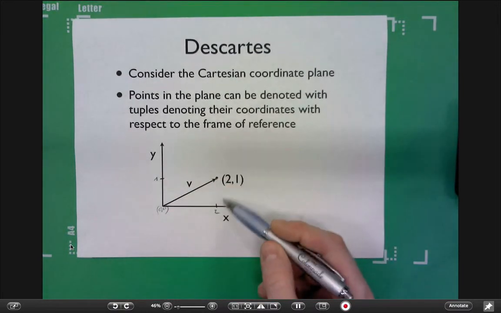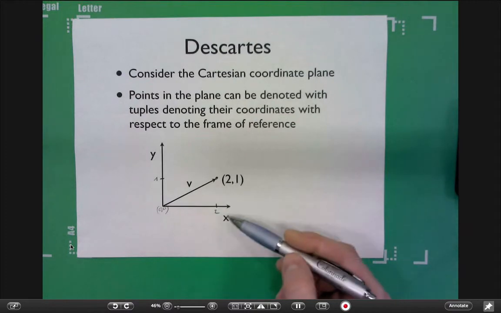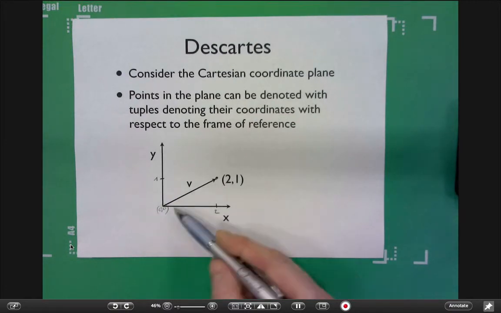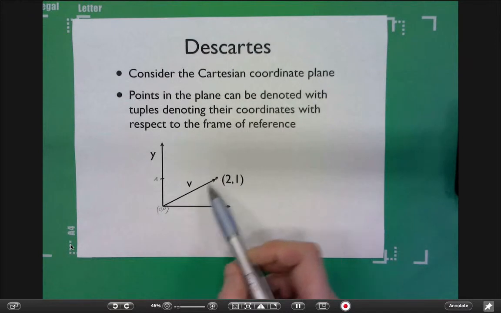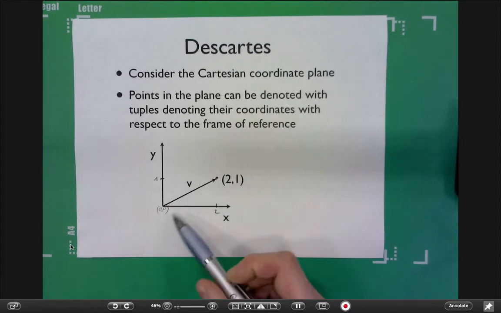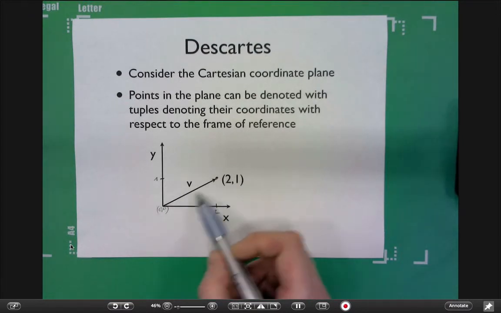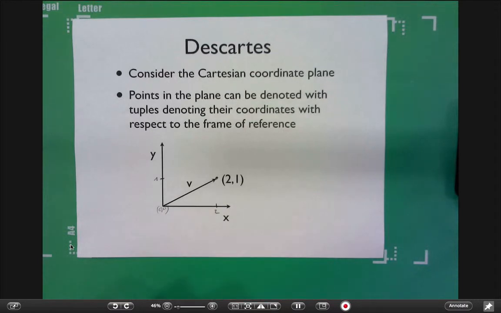So there is a tuple of numbers, 2 and 1, which represents this vector. The point here is that I can look at the vector geometrically, right? It will have some length. What will be the length of the vector? Square root of 5, yeah, exactly.